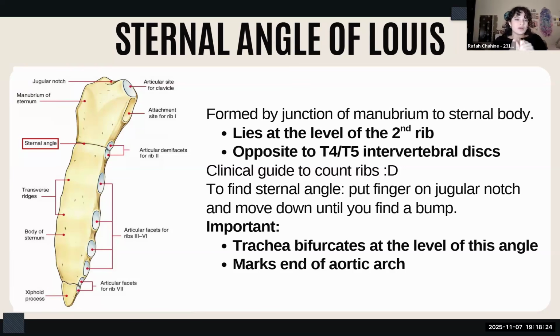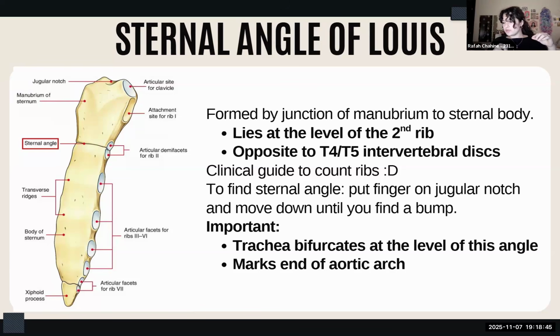So, number 1, it helps us count the ribs. Number 2, the sternal angle of Louis is opposite to the level of the thoracic vertebrae 4 and 5. This is very important, and we're going to see why later on. What is important about T4 and T5 for now is that it marks where the trachea bifurcates into the bronchi.